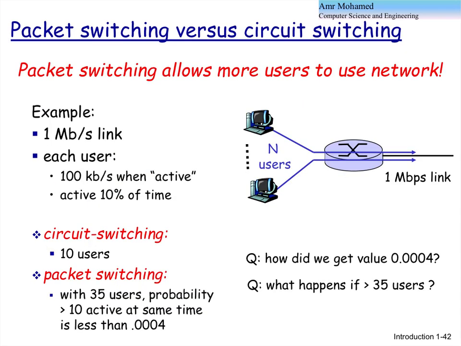Okay, one last example, we'll close with this. If I have n users on a shared medium that goes through the router, and assuming this is a 1 megabit per second link, and each user sends with a bit rate of 100 kilobits per second. If I use circuit switching, what is the maximum n?